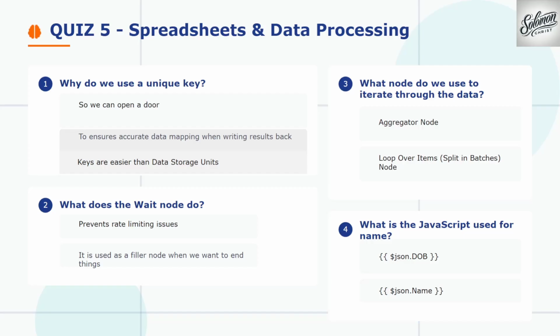Number 3, what node do we use to iterate through data? Is it the aggregator node? Or is it the loop over items node? If you said the loop over items node, you're right. Number 4, what is the JavaScript that we use for the name? Is it json.dob or is it json.name? If you said json.name, you are right. Congratulations.